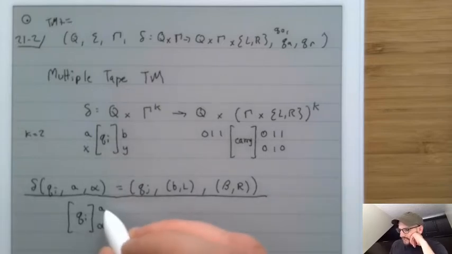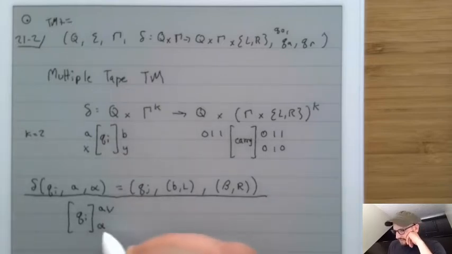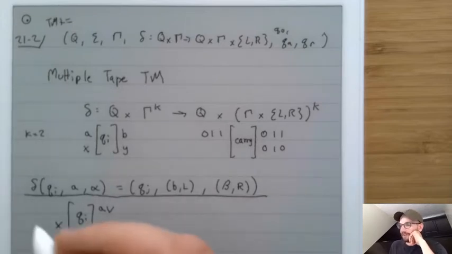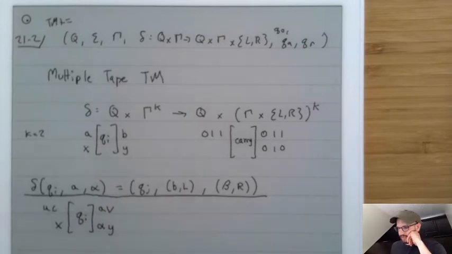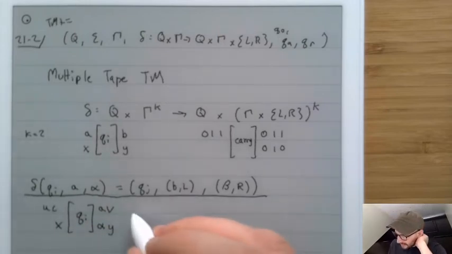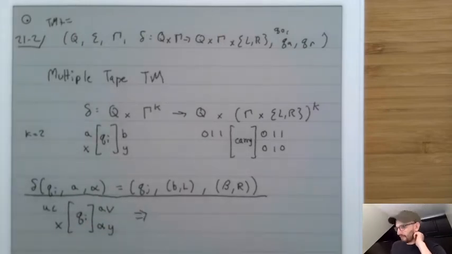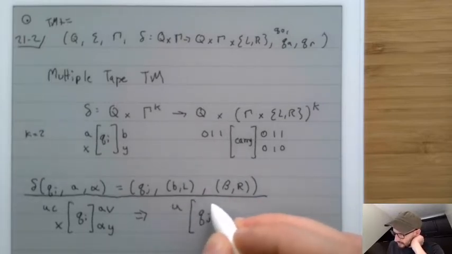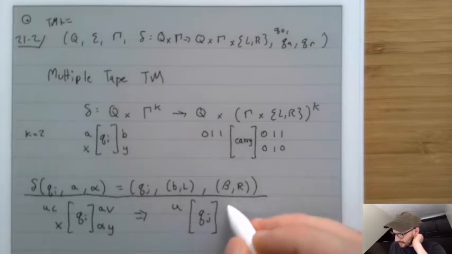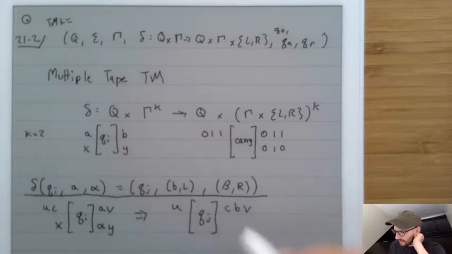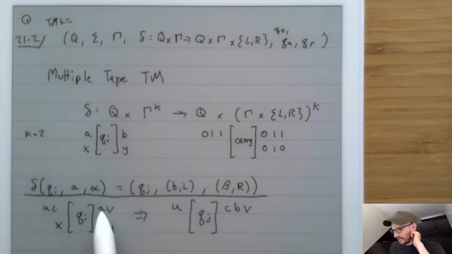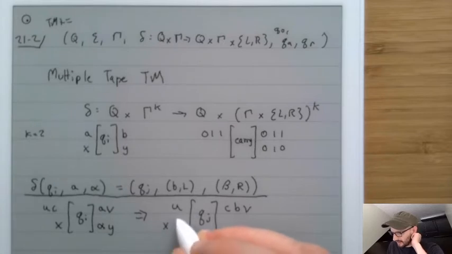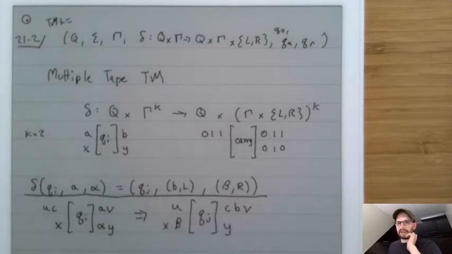Now, what's after the A? Let's say that V is after the A and Y is after the alpha. And let's say that X is before the alpha and then UC is before the A. In that case, we're going to change to a new configuration where U is to the left, we're in state Qj, and then ahead of us is CBV, because we moved to the left, which means that we changed that A to a B, and then we moved one left. And then down here we have X and beta, and then Y.